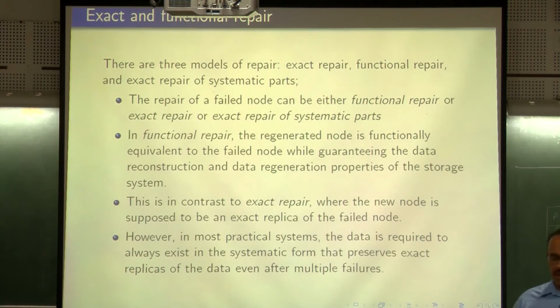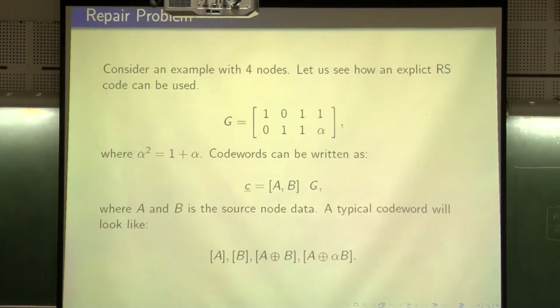On the other hand, we can have a regenerative code with systematic parts, where the data is kept in the same form as the data, like an identity part, the information part. Only the parity part is represented differently. So exact repair of systematic parts is also needed, where you tolerate a little bit of functional repair in that sense. That's equivalent to having this equation here. When a node fails it will be repaired exactly this way, but for these two we can choose any linear combination of them. That's the general idea. Is that clear?